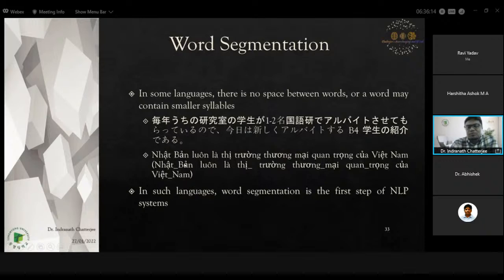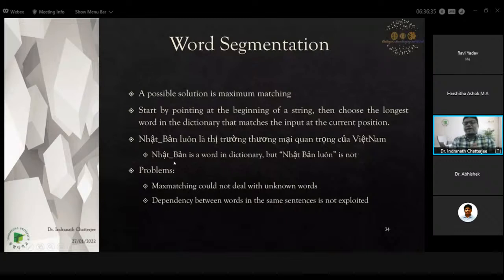When we look at the sentence, we see that Nath Van is a word in the dictionary, but Nath Van Luon is not. That means this is a word and here it ends. So we can segment this word with the help of maximum matching. But for English, it does not have any problem. For Hindi and Bengali, it does not have any problem because we have a proper system of space between each of the words.